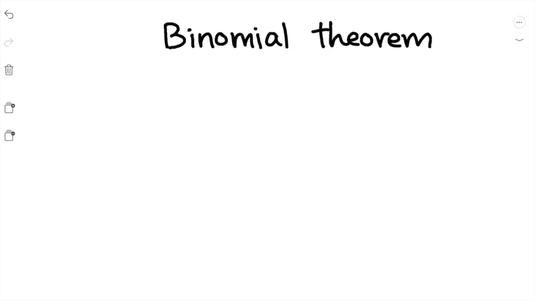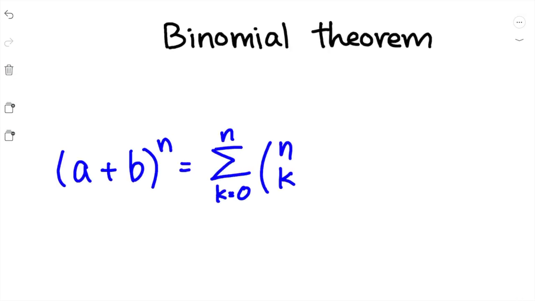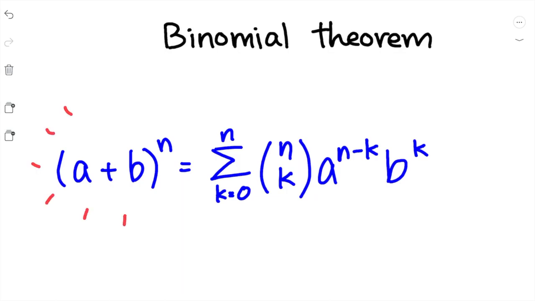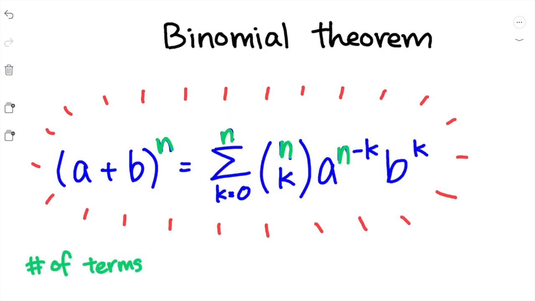To prove the power rule, we first need to understand the binomial theorem, which is this equation right here. Keep in mind that n here is the number of terms, and we'll get to k later. This looks really scary at first, but let's decipher it bit by bit. Let's consider the binomial a plus b.